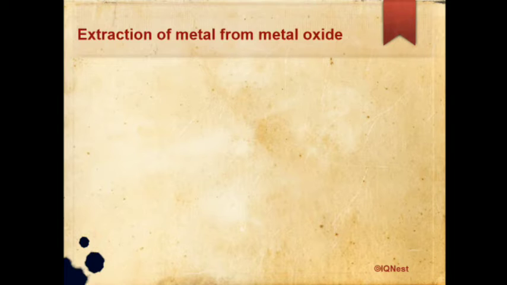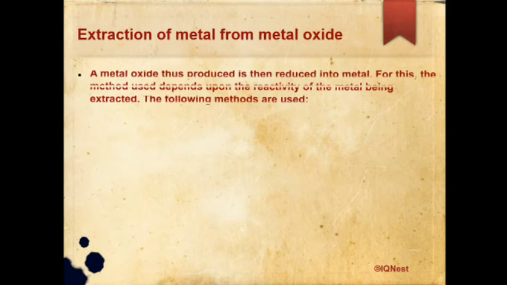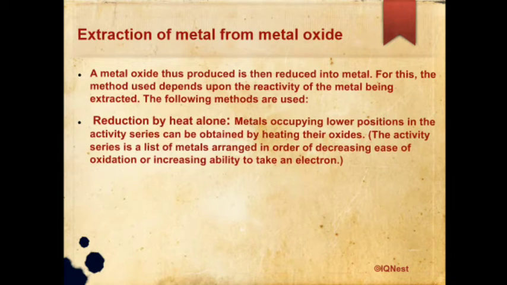And the next step is extraction of metal from metal oxide. A metal oxide thus produced is then reduced into metal. For this, the method used depends upon the reactivity of the metal being extracted. So following are the methods used in the extraction of a metal from a metal oxide. The first one is reduction by heat alone. Metals occupying lower positions in the activity series can be obtained by heating their oxides. The activity series is a list of metals arranged in the order of decreasing ease of oxidation and increasing ability to take an electron.